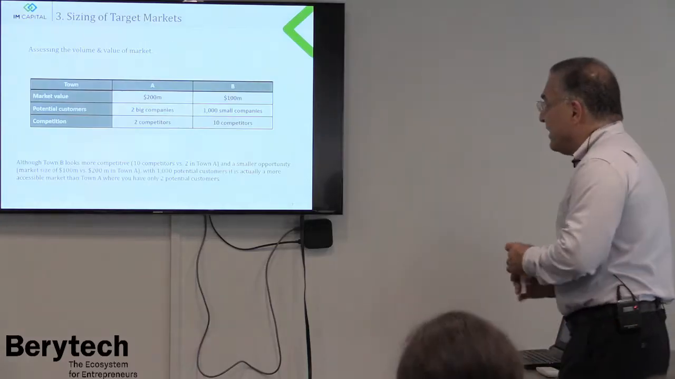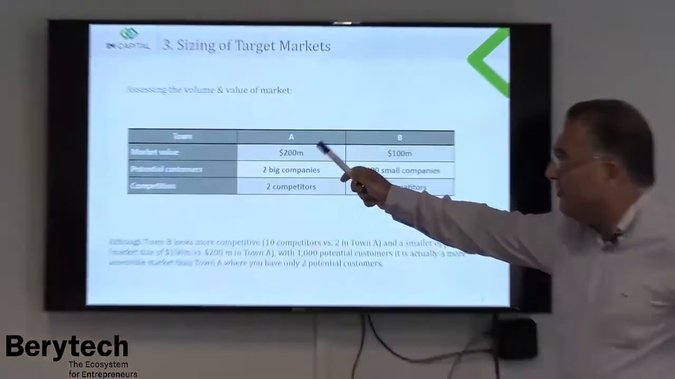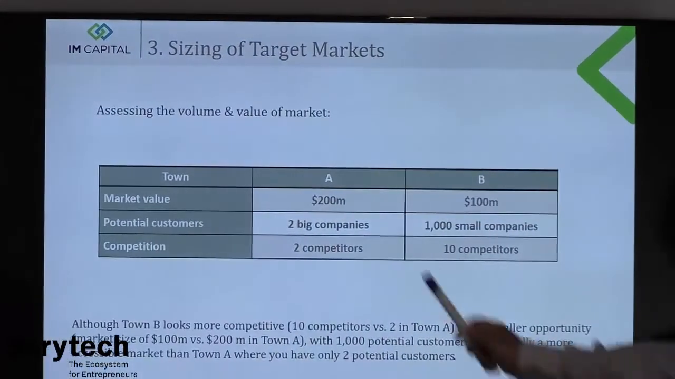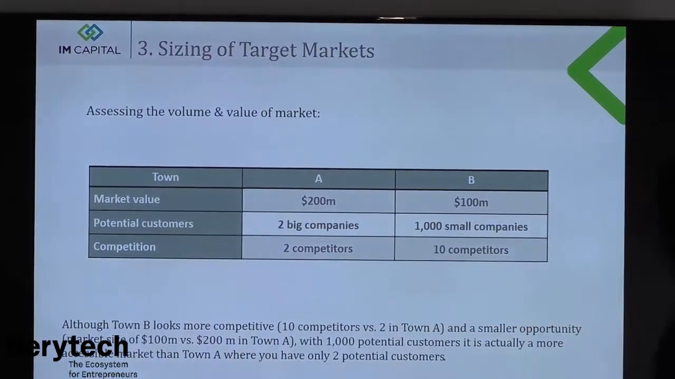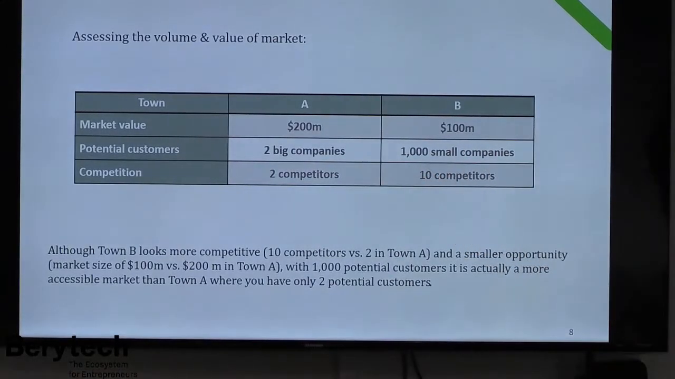That we have, okay, this is a way to look at the market. This is a very simple exercise. You have a market of 200 million, market A. Here you have a market at 100 million, market B. The first one has two big companies, so you have only two competitors. This is about 100 million, so it's a smaller market. This is 1,000 small companies, and you have 10 competitors.